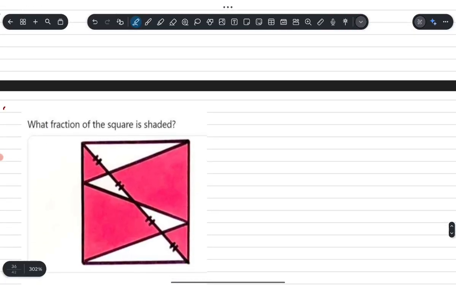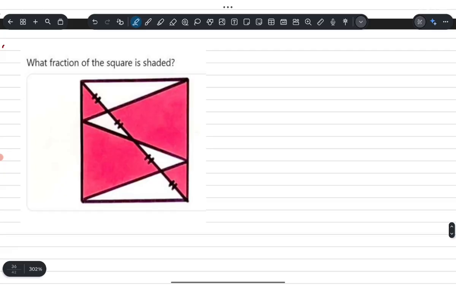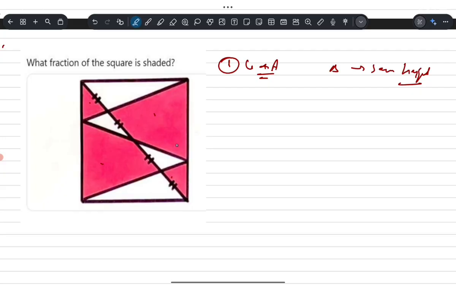Now let me show you the technique on an area problem. This was again a problem given to me by the same student. We are supposed to find the fraction of the square that is shaded. For that, we'll need to find the area of the shaded portion, right? Now remember the first session of lengths and areas. I told you to spot triangles with the same height. Can you do that here?